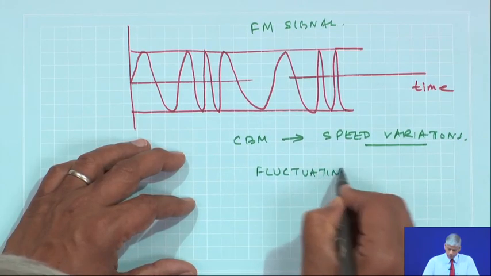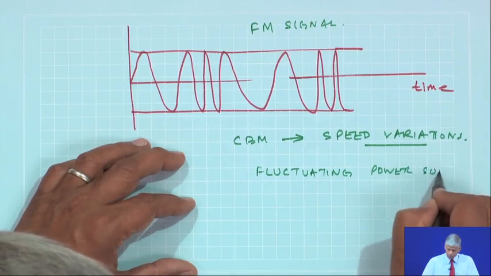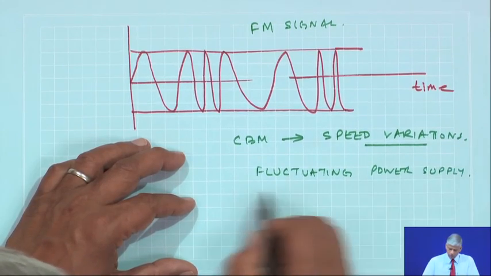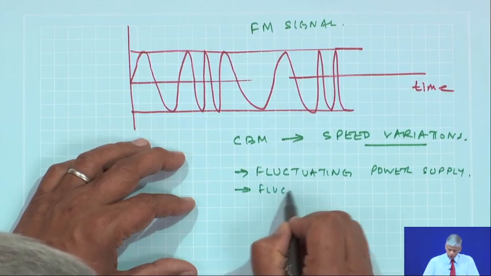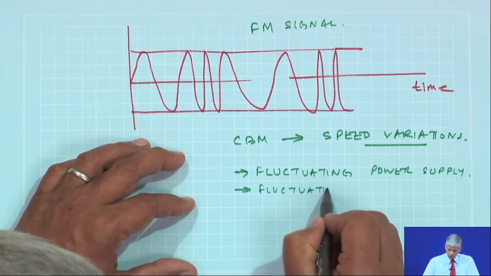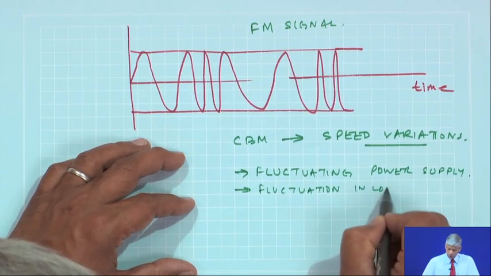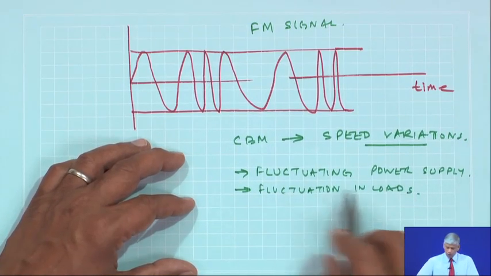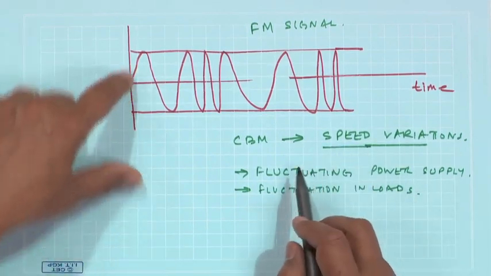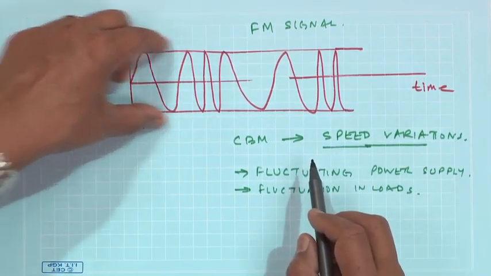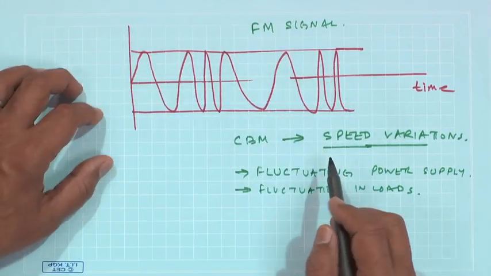Fluctuating power supply. Sometimes the fluctuating load on the system in loads, okay, will basically produce speed variations, and because of speed variations, the amplitude is the same, but the frequency content of the signal is going to change.